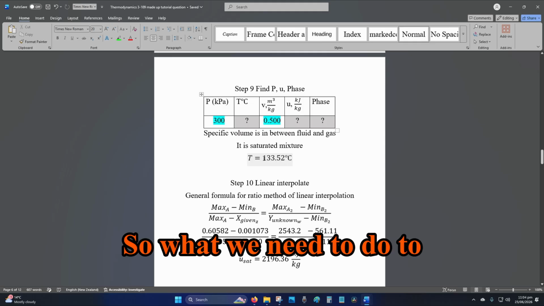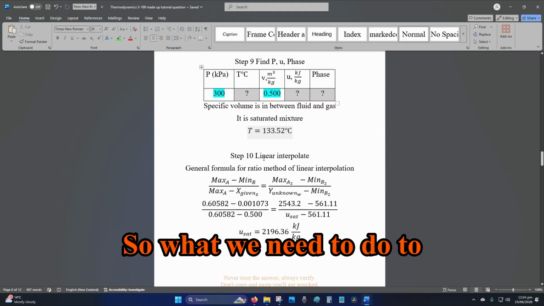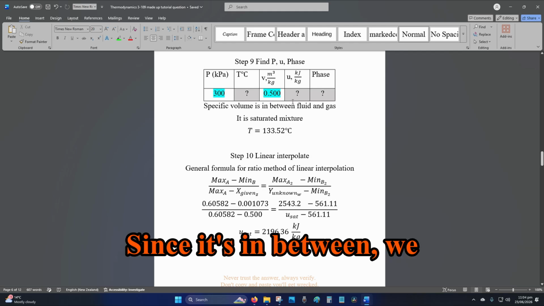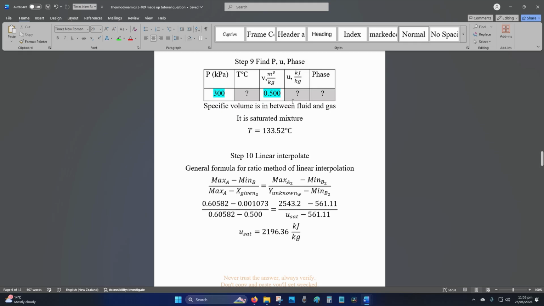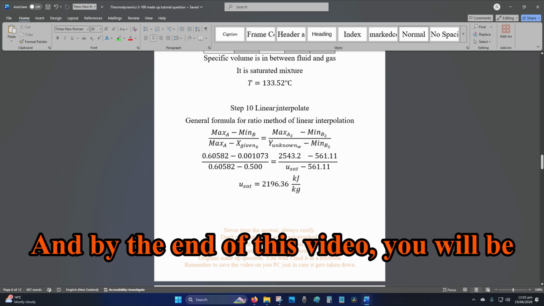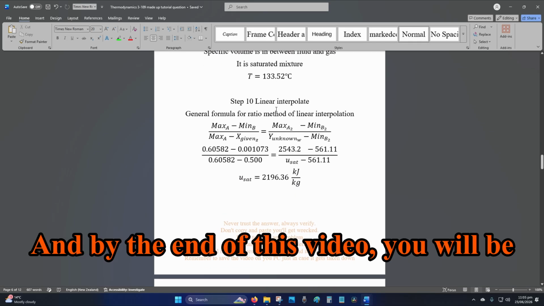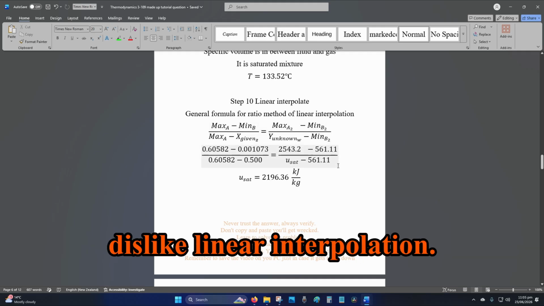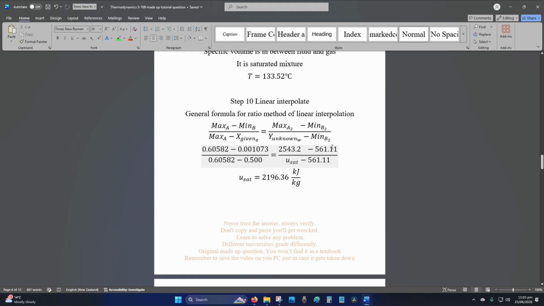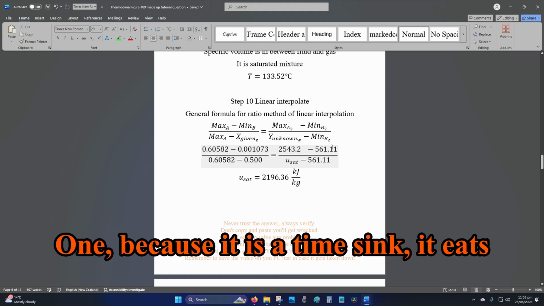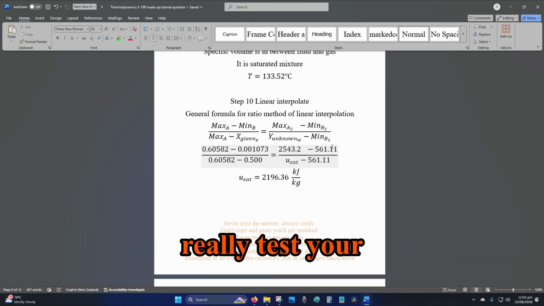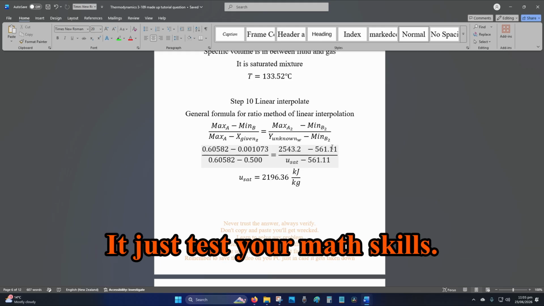So what we need to do to find the internal energy, since it's in between, we need to linear interpolate. And by the end of this video, you will be reminded of why you dislike linear interpolation. One, because it is a time sink. It eats away your exam time, and it doesn't really test your understanding of thermodynamics. It just tests your math skills.